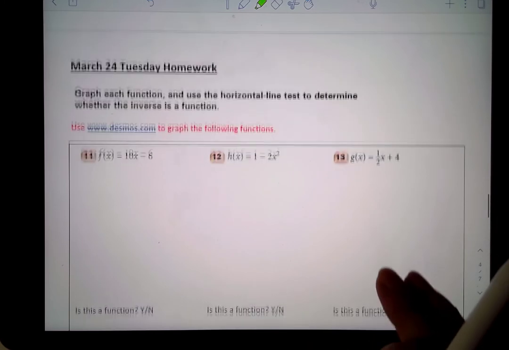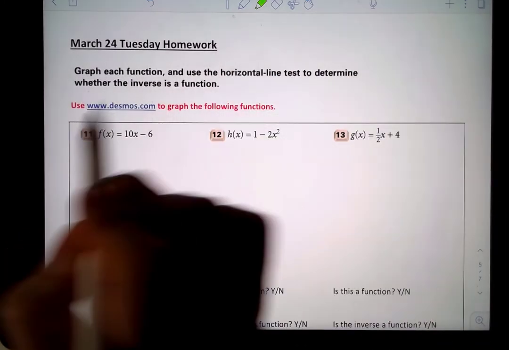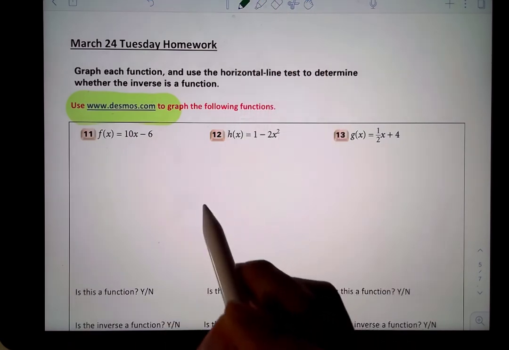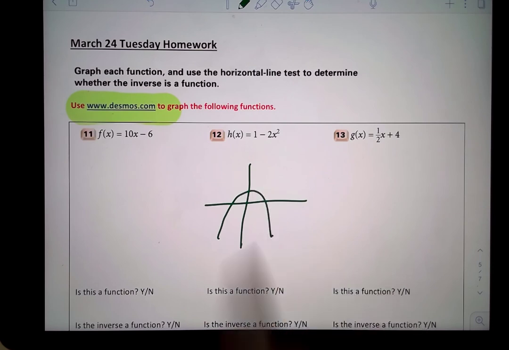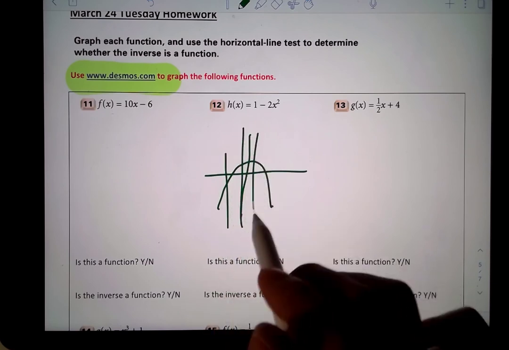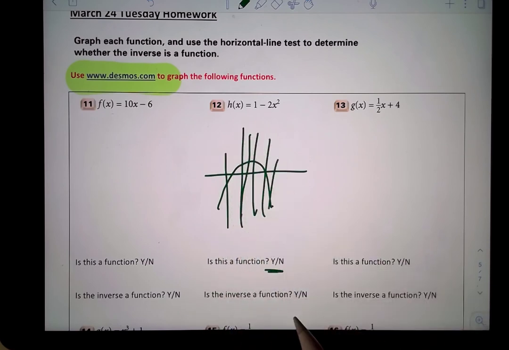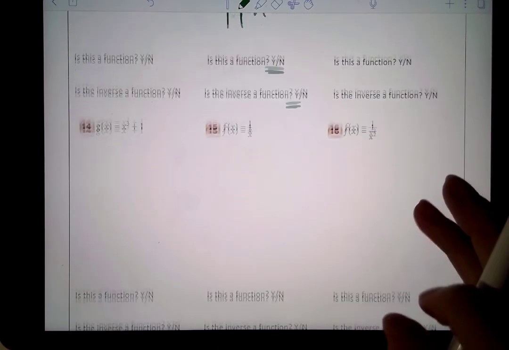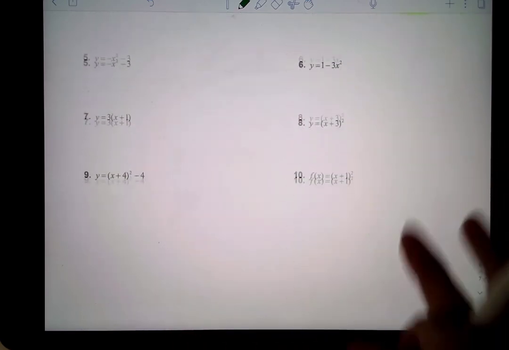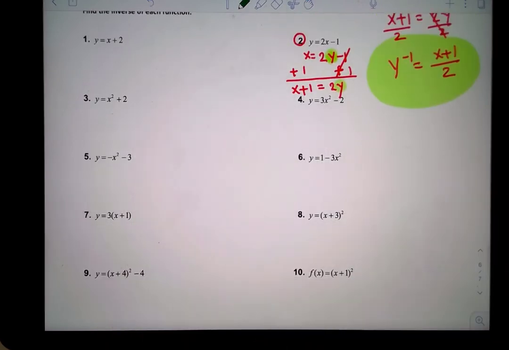So you have homework here. Use Desmos. Go to this website and you just type in, then you will get the graph. So just roughly sketch your graph here. Something like that. That's enough. Alright? And then you just figure out, is that a function? You do the vertical line test, and you can answer this. For the inverse, you do the horizontal line test, and you can answer that one. So do this. That's a graphing problem. Use the website, okay? And the other one, just solving it, finding the inverse function algebraically.